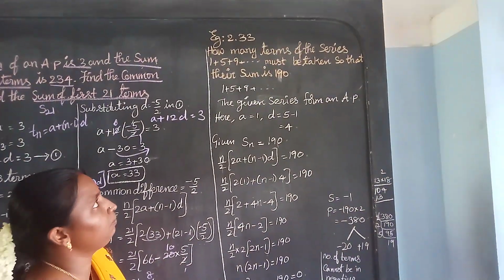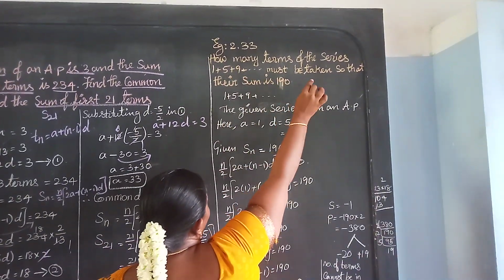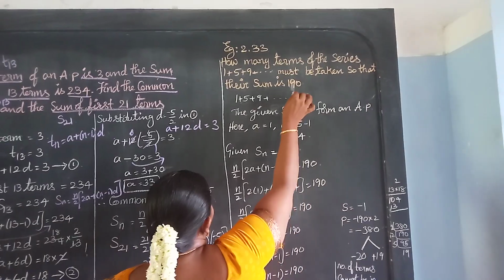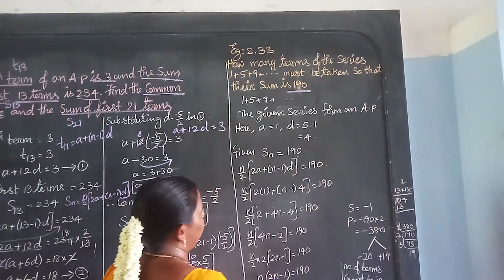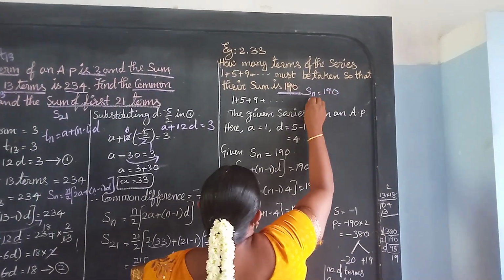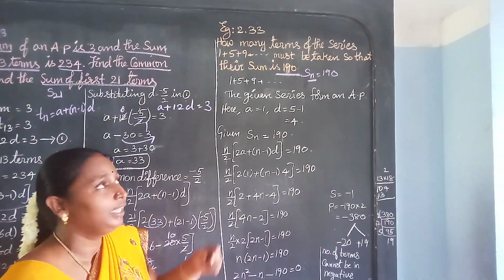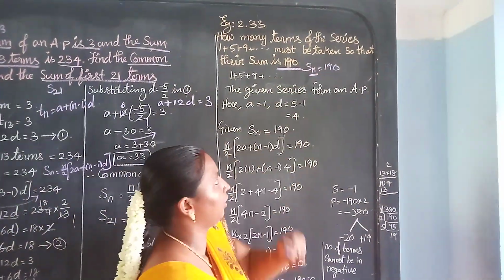Next move on to example 2.33. How many terms of the series 1 plus 5 plus 9 plus and so on must be taken so that the sum is 190? They have given that Sn equal to 190. How many terms should be added, they ask. That is, we are going to find the n value.